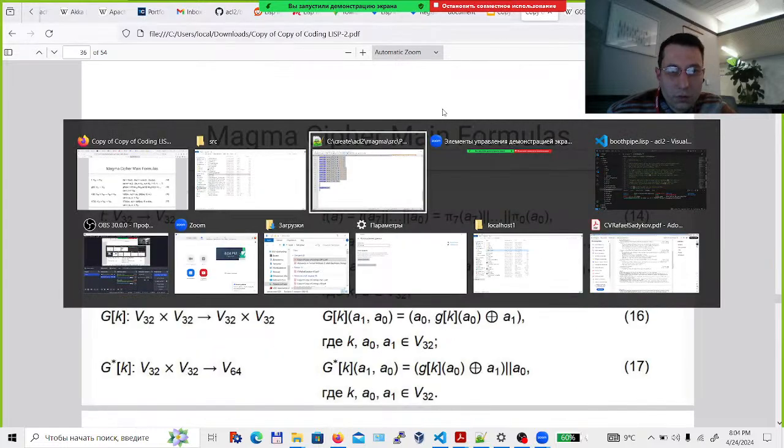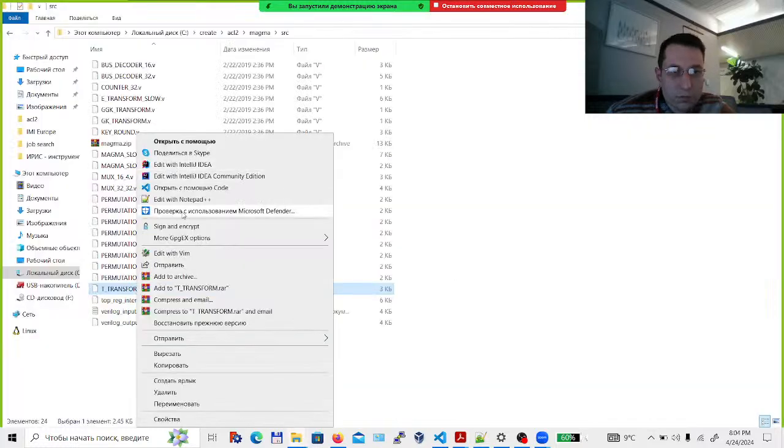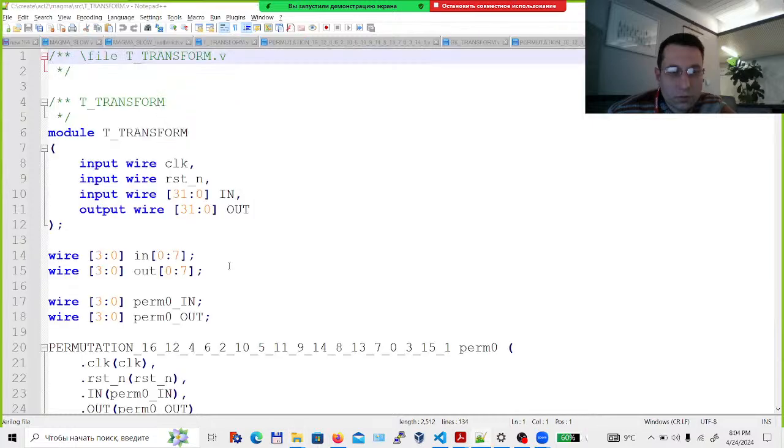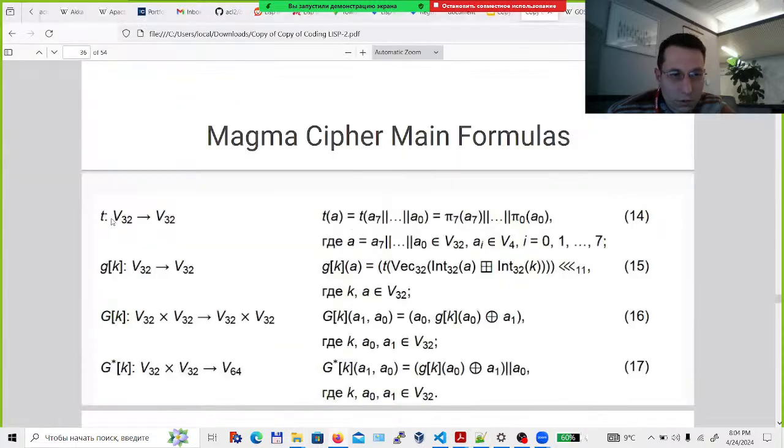Now we have to implement this inside the Verilog. For example, the t-transform function. How do we implement it? We can check this function: as input it takes a 32-bit word, and the output is a 32-bit word. It's a concatenation symbol. It goes through the permutations. It concatenates the 4-bit outputs of each permutation, and then we get the result, the output word.